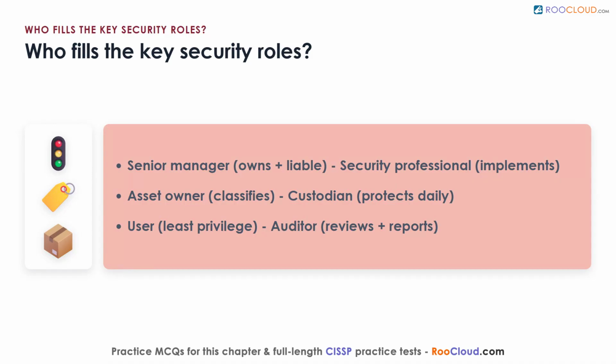The user gets only the access their job needs, following the principle of least privilege, and the auditor reviews whether the policy is properly implemented and reports back to the senior manager. Think of a construction site. An owner, an architect, a foreman, the crew, and a building inspector each hold a distinct, named responsibility.